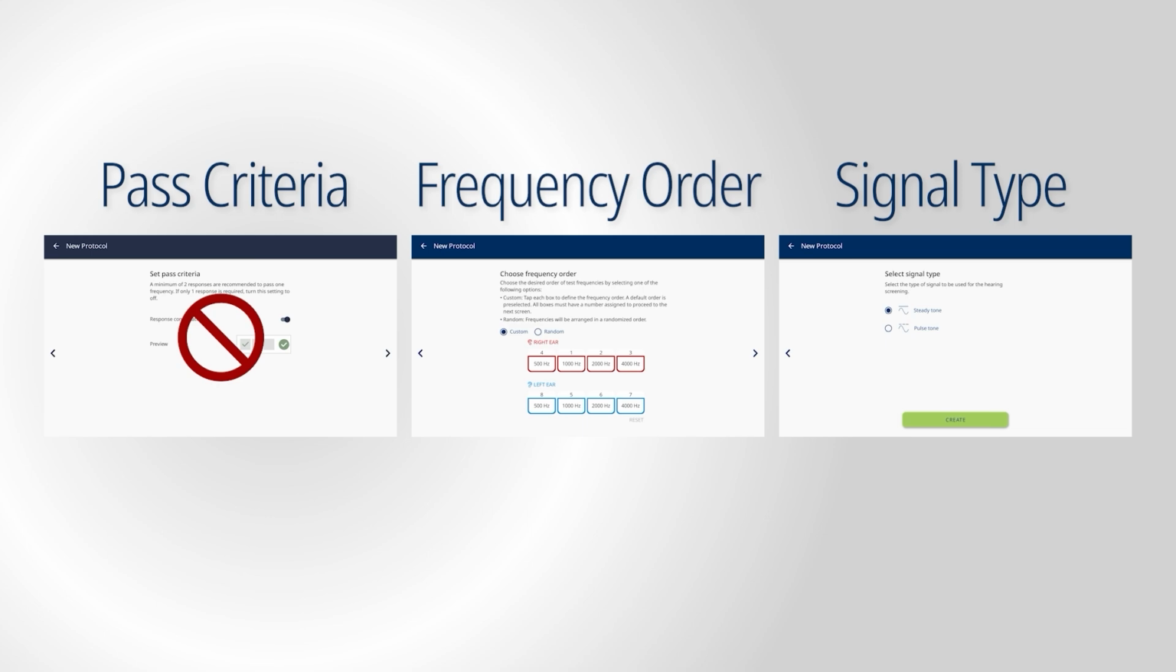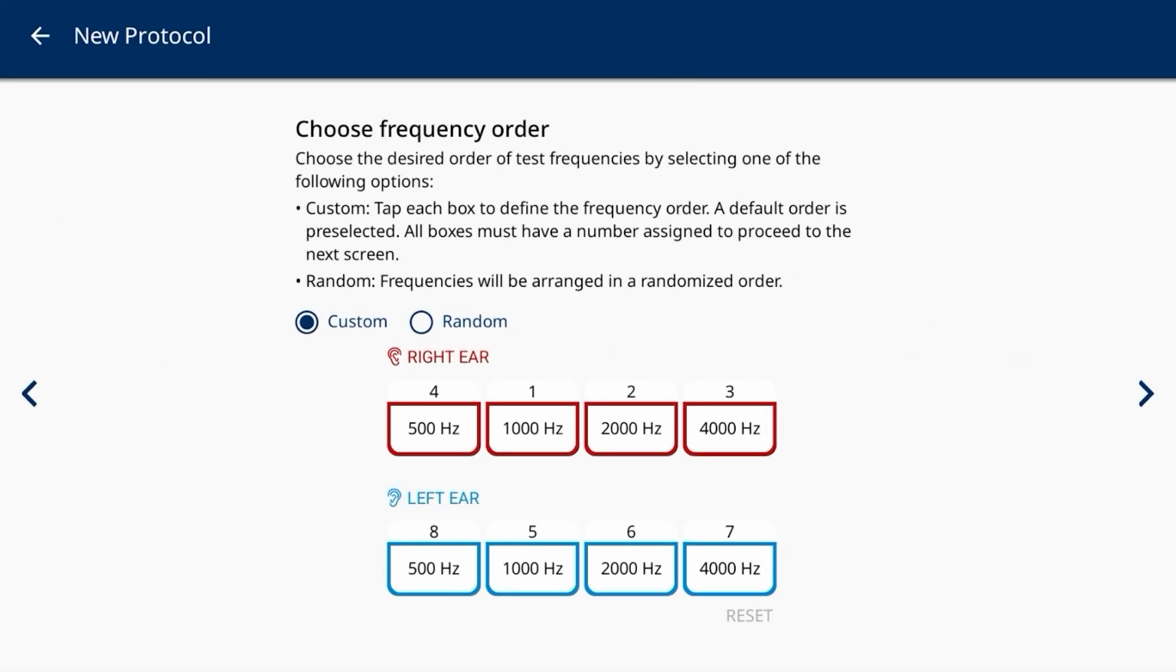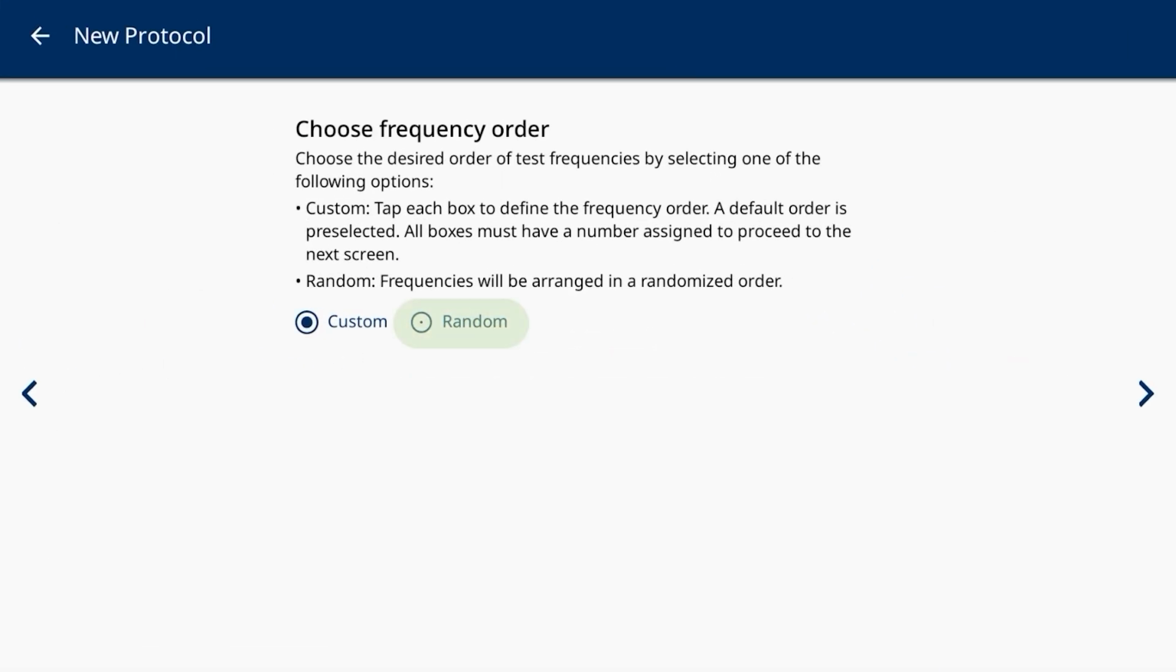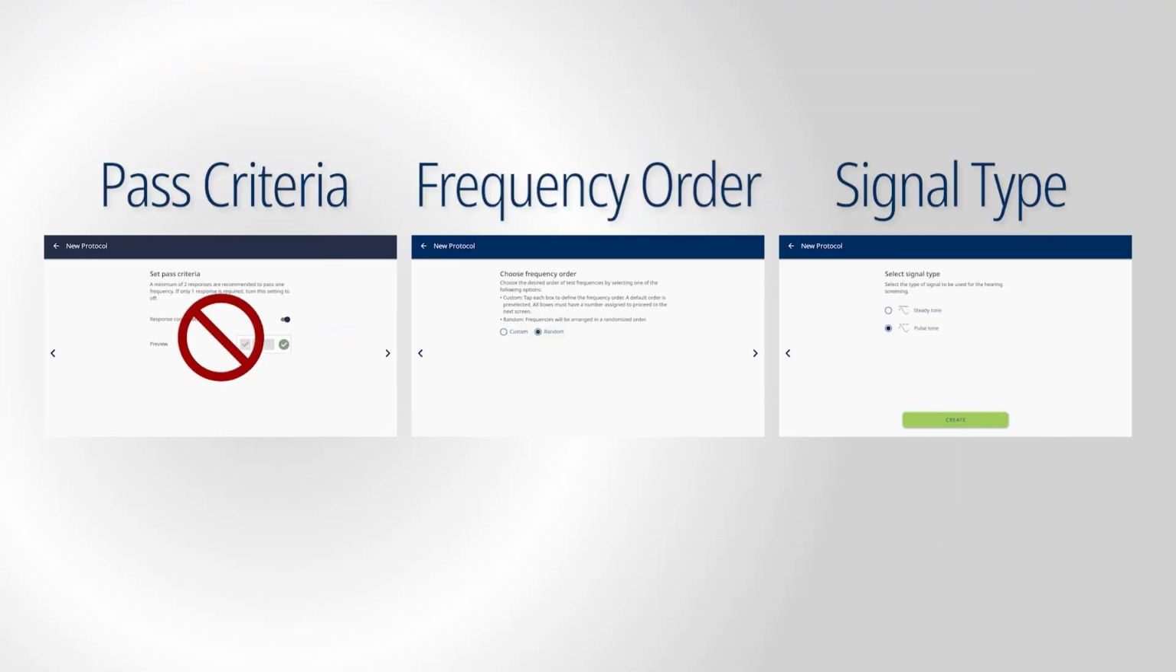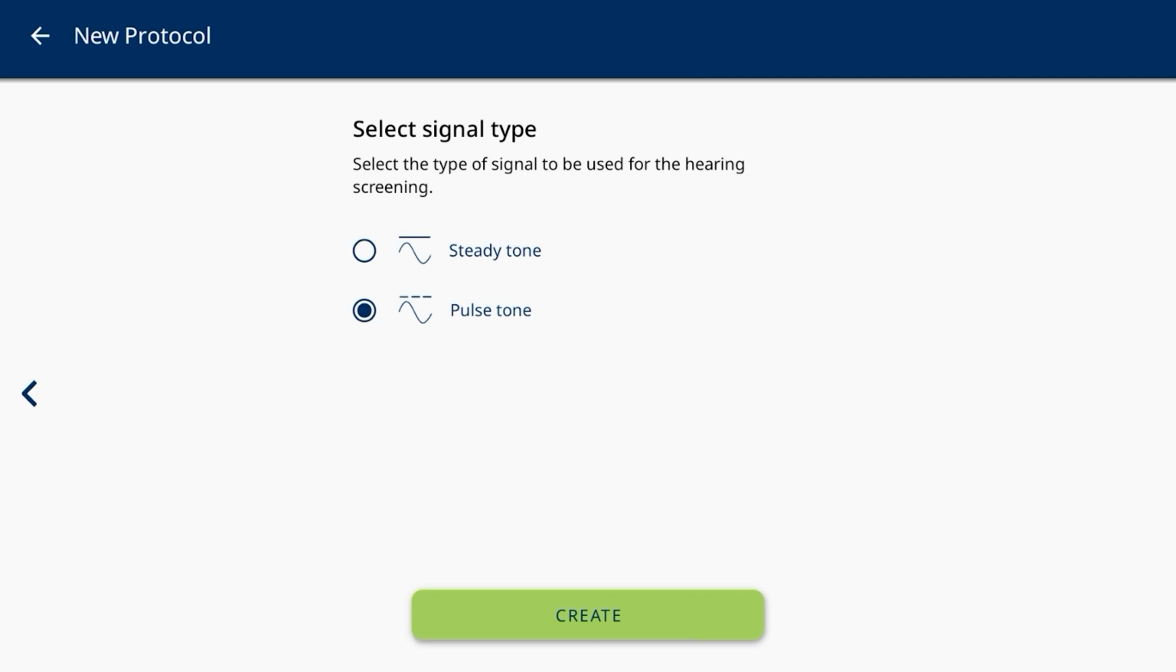Second is the Choose Frequency order, which can be set to Custom, as explained previously, or select Random, where frequencies are in a randomized order, always starting at 1000 Hz. And third is the Signal type. Steady and Pulse are the available selection options.